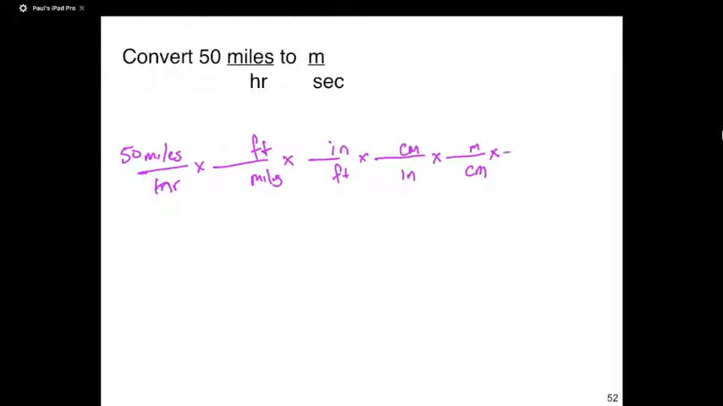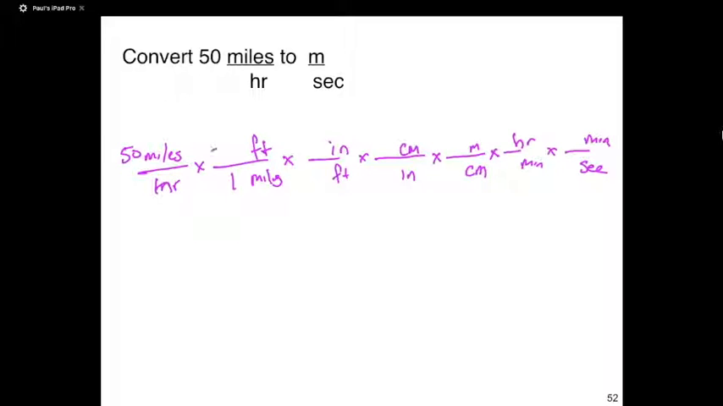Okay, and then now? Hours and minutes. Hours to minutes. Minutes to seconds, right? Okay. I've done the math at this moment in time. Okay, now what we have to do is fill in conversion factors.